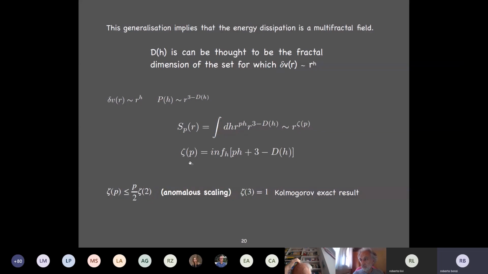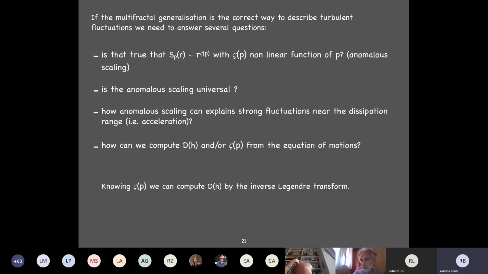Now, once you introduce this idea, then you have to care about a number of questions, which are in fact the questions that were addressed in the last 20, 30 years. Now, the very first question is whether or not there is anomalous scaling in the observed data.